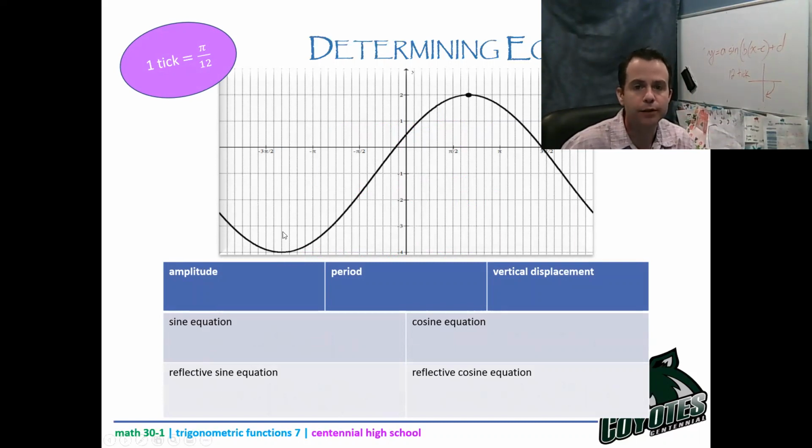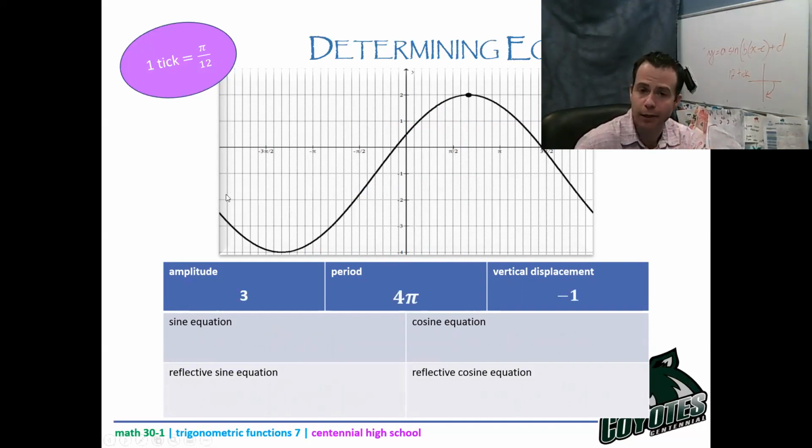So we're going to count, and I'm going to hopefully not get dizzy here as I do this with my mouse. 1, 2, 3, 4, 5, 6, 7, 8, 9, 10, 11, 12, 13, 14, 15, 16, 17, 18, 19, 20, 21, 22, 23, 24. So I've got 24 tick marks is half a period. So that means 48 tick marks would be a full period. Well, 48 pi over 12, that's really just saying 4 pi. So my period here is 4 pi.